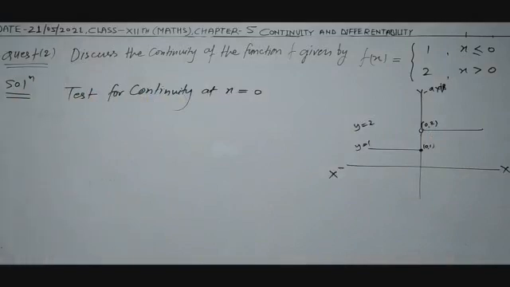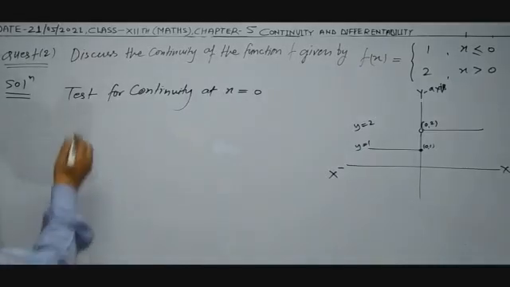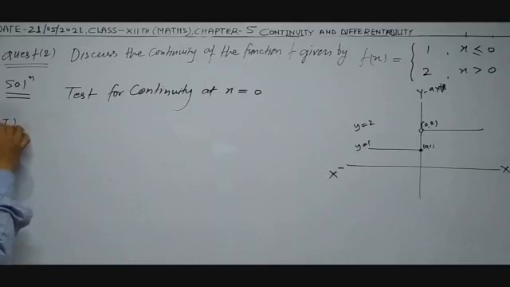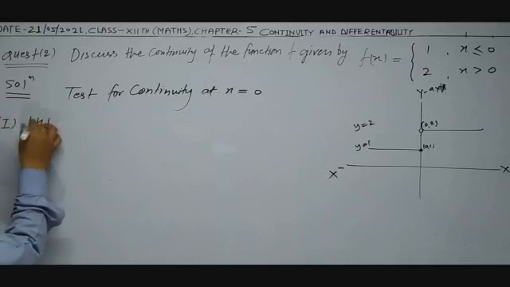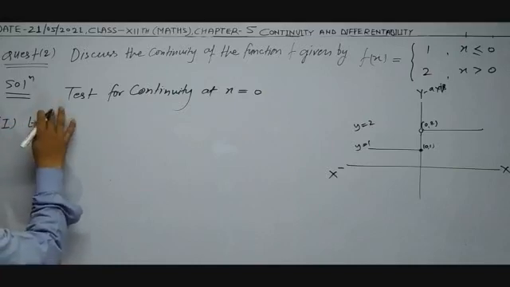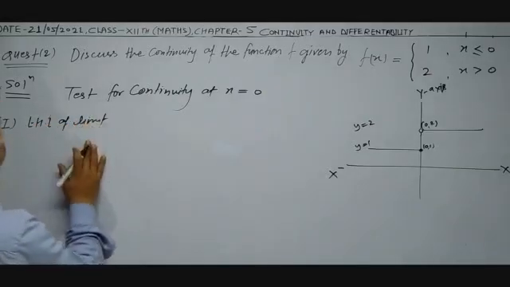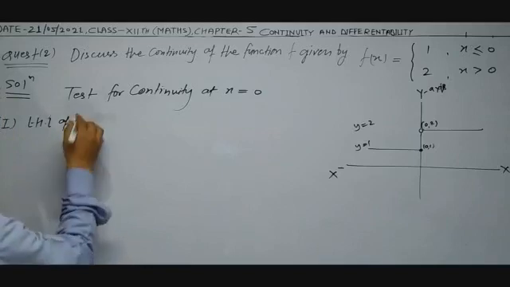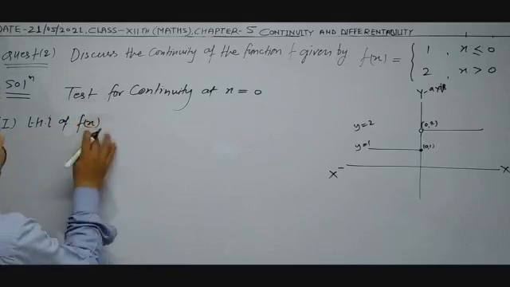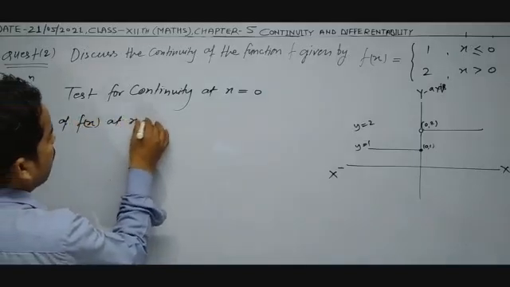From the graph, this shows the function is not continuous. The function is not continuous. So test the continuity. First part, LHL of f(x). We can say LHL, the left hand limit of the function at x is equal to 0.